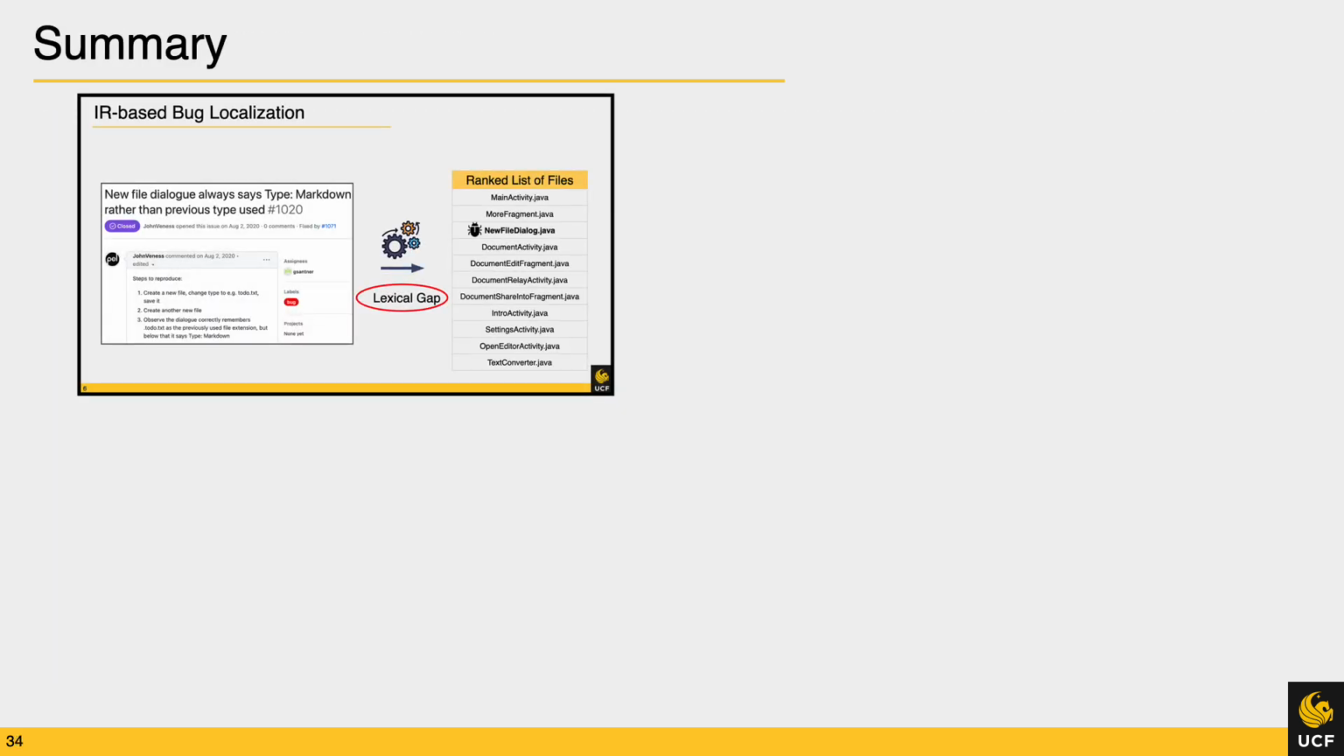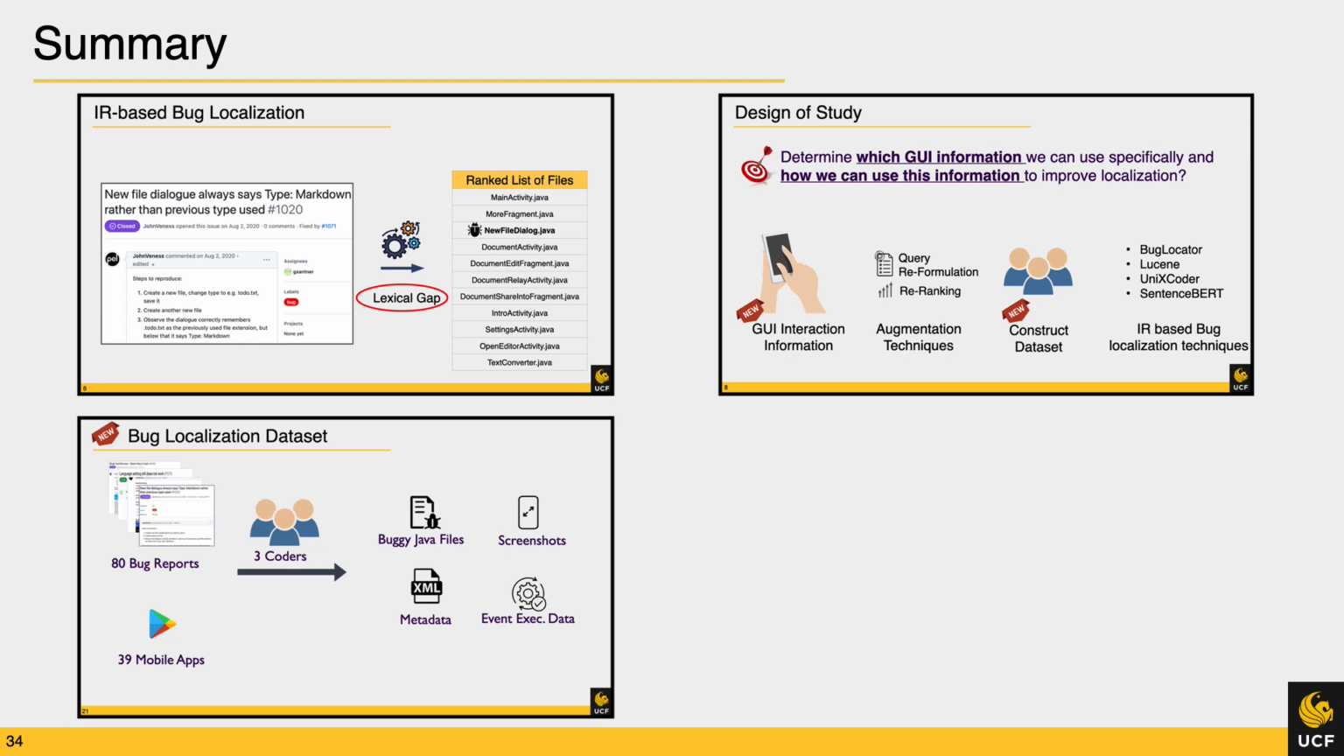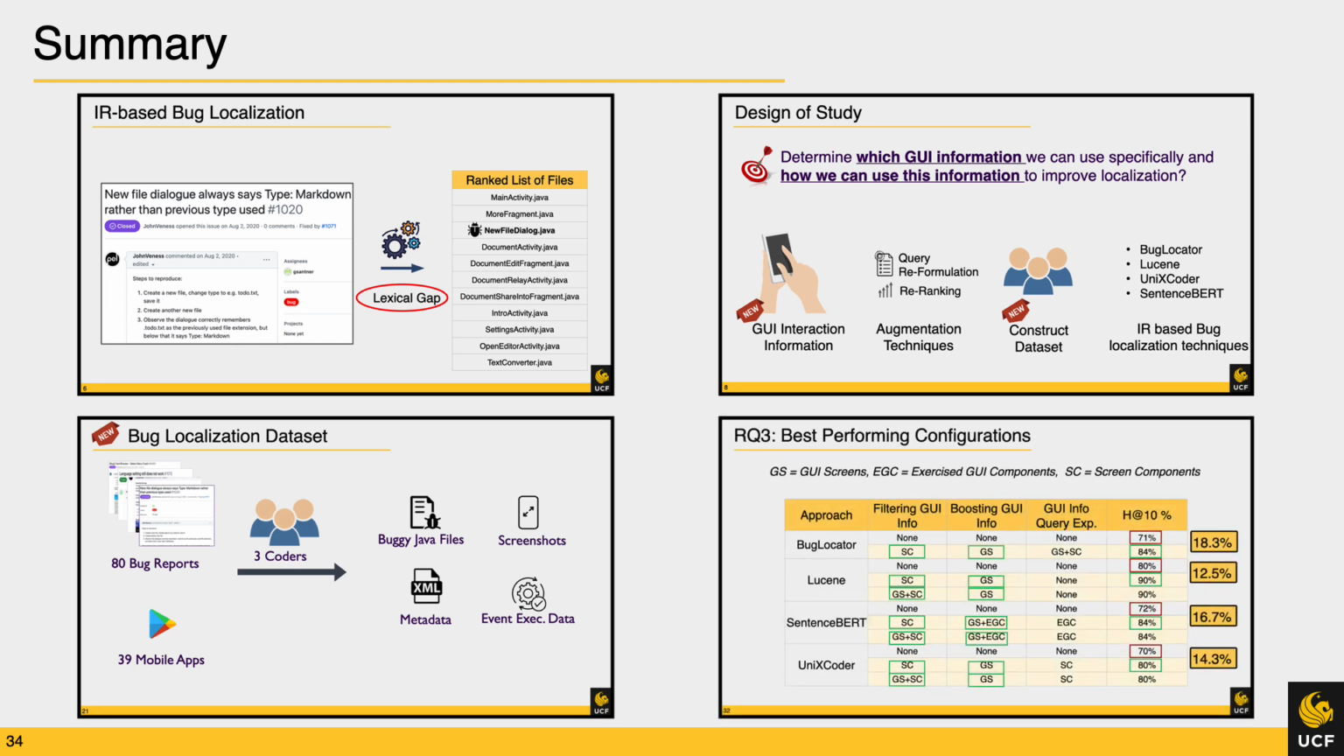In summary, we have addressed the limitations of existing information retrieval-based bug localization. We designed a study to investigate if GUI information can be utilized to improve existing text retrieval-based bug localization. We released a new dataset on text retrieval-based bug localization. We have shown that integrating information from GUIs improves existing text retrieval-based bug localization.